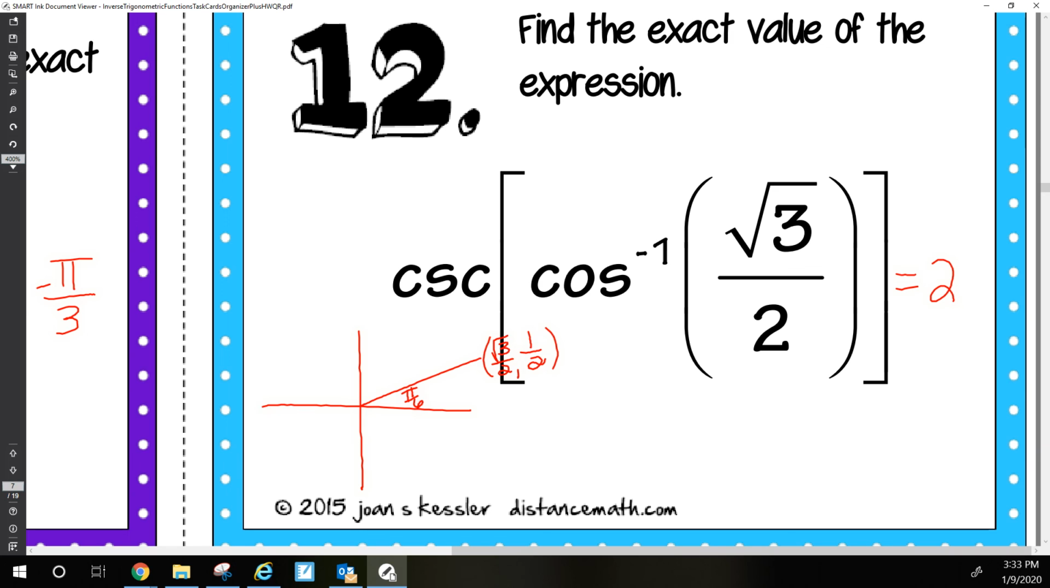That's number 11 and 12. Coming up next is 13 and 14.